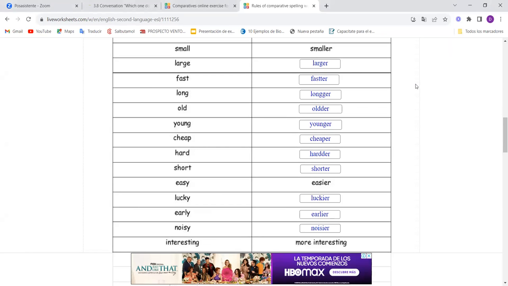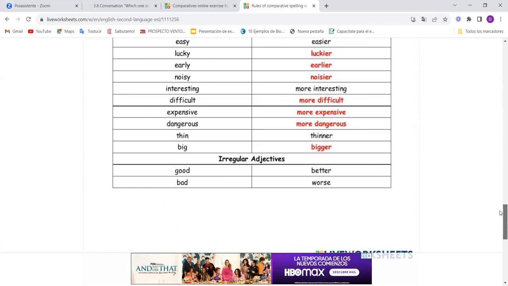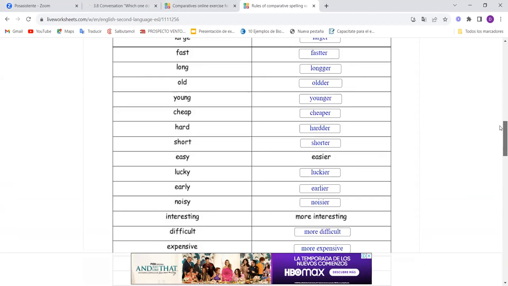Okay, remember that you can compare. Scroll down and you'll see the answers to compare. Oh, okay. Compare them there first. Okay, here is the finish button. Okay.